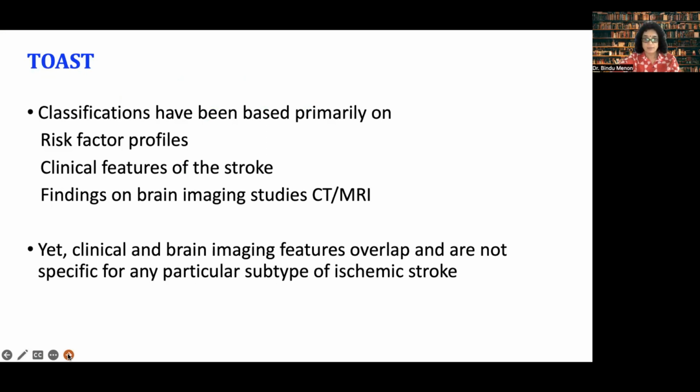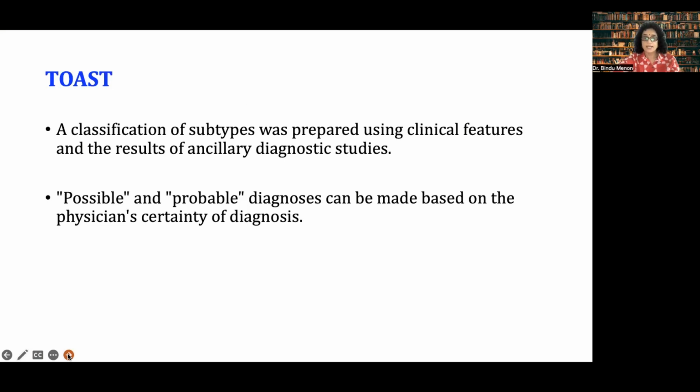Now, basically, how do we classify and what are the tools that we need to classify them? One is a risk factor profile. Then we also go by the clinical features of the particular stroke. And then we take the neuroimaging, CT or MRI, whichever is available in hand for us. Yet, clinical and brain imaging features overlap and are not specific for any particular subtype of ischemic stroke. A classification of subtypes was prepared using clinical features and the results of ancillary diagnostic tests. So whatever we classify goes under a possible and a probable category, depending upon the physician's certainty.